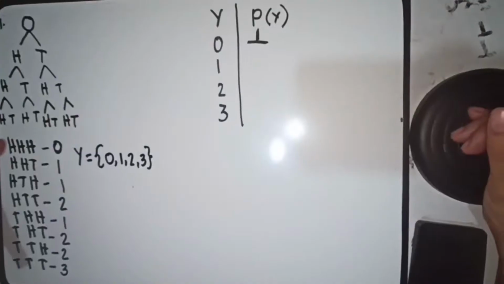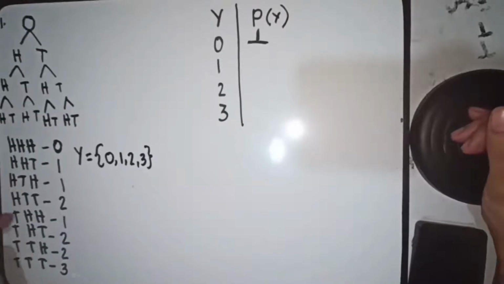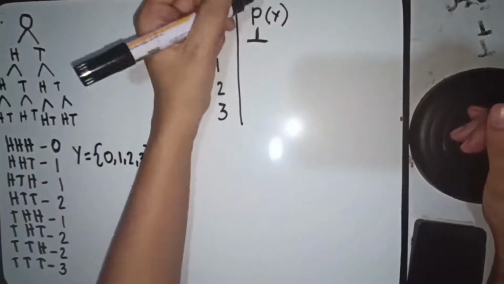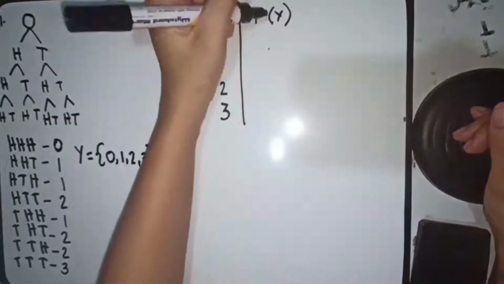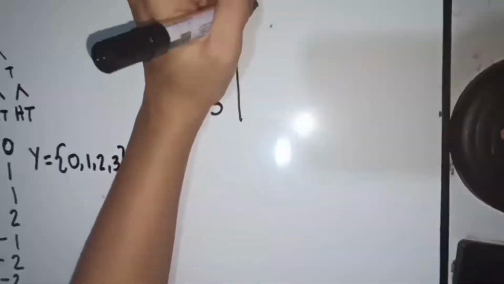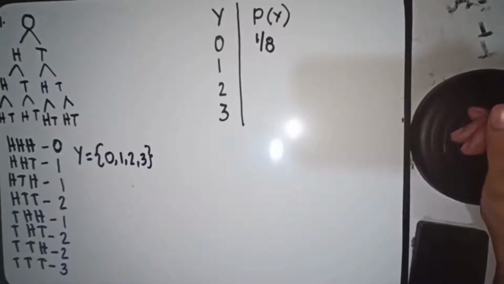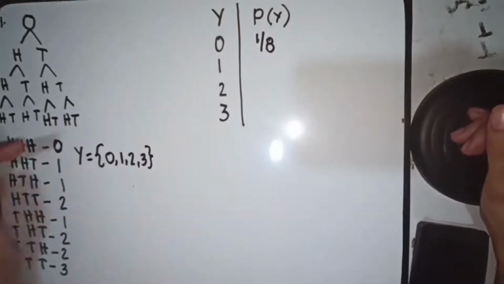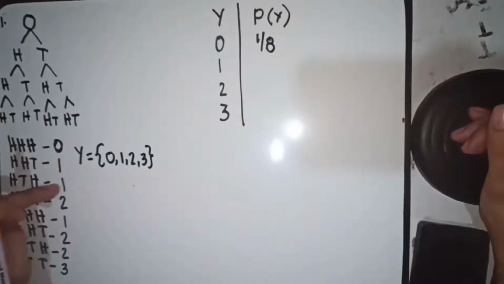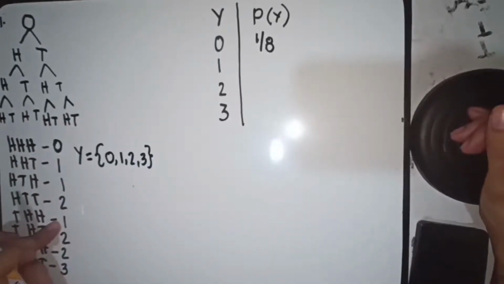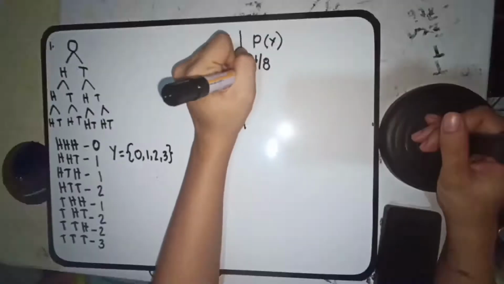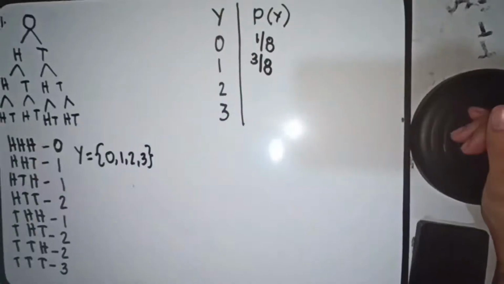So, we have 1 out of the total possible outcomes, 1, 2, 3, 4, 5, 6, 7, 8. So, we have 1 over 8. Okay, this is 1 over 8. Next, the probability of 1. How many times does 1 appear here? We have 1, 2, 3. So, three times. So, we have 3 out of 8.